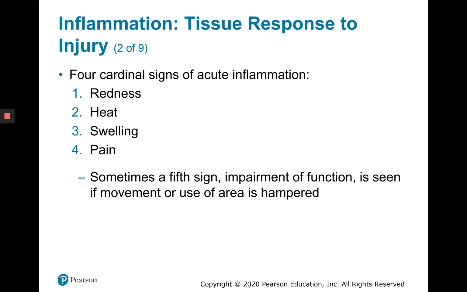There are 4 cardinal signs of acute inflammation. Be familiar with them. Be able to explain the 4 cardinal signs of acute inflammation. So we're going to do that. The 4 cardinal signs of acute inflammation are redness, heat, swelling, oftentimes called edema, and pain. So redness, heat, swelling, pain. So know those are the 4 signs of acute inflammation.